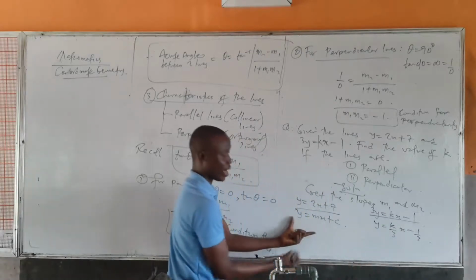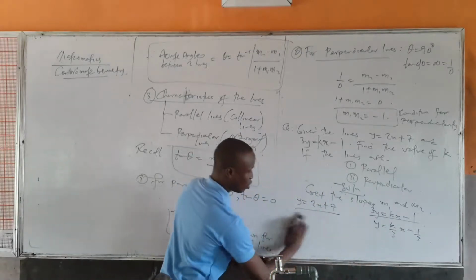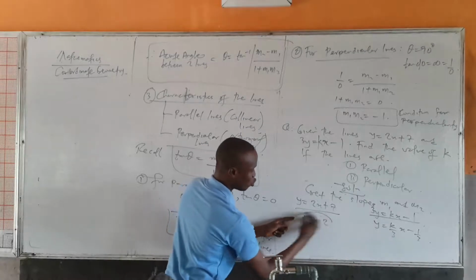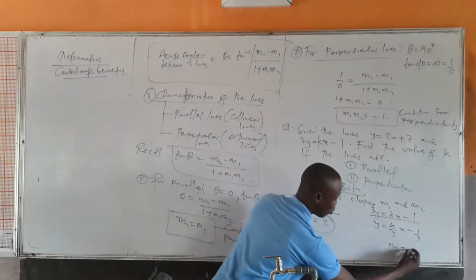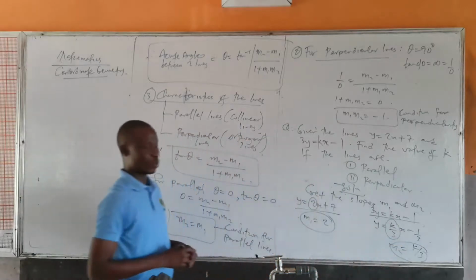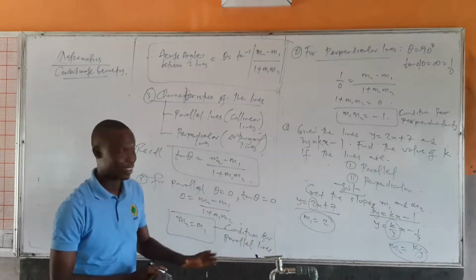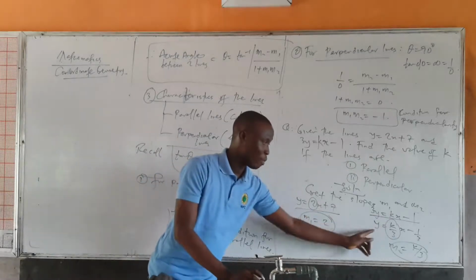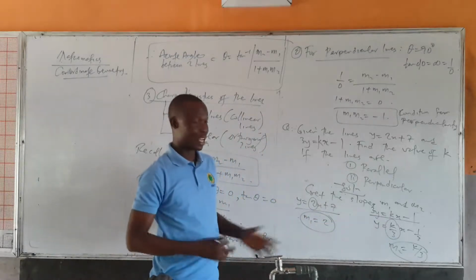So this can be compared to y equals to mx plus c. So what will now be my slope? My slope m1 here will be 2. And my slope m2 here will be k over 3. This is the slope here, and this is the slope here. So getting the slope is the first thing. The slope of a line is always the coefficient of x by the time you make y the subject of formula. But that is not all.